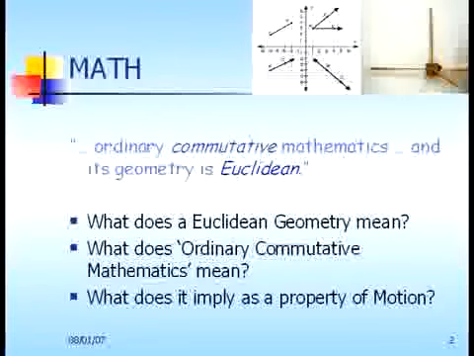Firstly, in the postulates it is mentioned that we use ordinary commutative mathematics and also that the geometry of the universe is Euclidean. So what does the Euclidean geometry mean? And what does ordinary commutative mathematics mean? More importantly, what does it imply as a property of motion? This is the thing which we will be trying to understand.